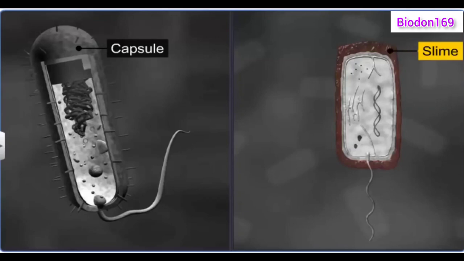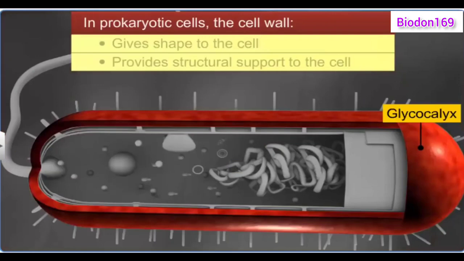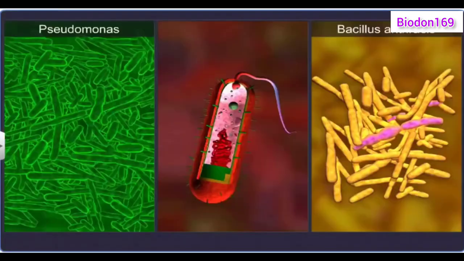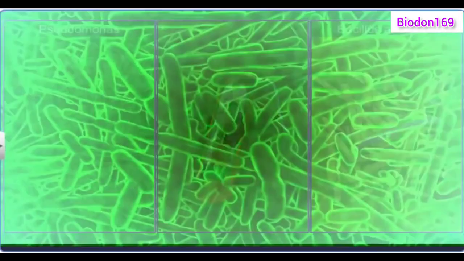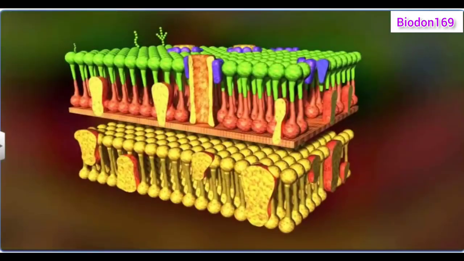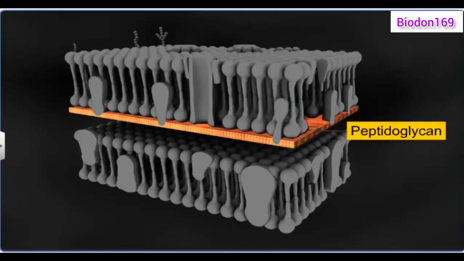The glycocalyx is followed by a cell wall, which determines the shape of the cell and provides structural support, thereby preventing the cell from collapsing or bursting. Interestingly, the cell wall structure differs in different prokaryotes. In certain prokaryotes, such as Pseudomonas, the cell wall is composed of a thin inner layer of peptidoglycan and an outer membrane of lipopolysaccharide and lipoprotein.